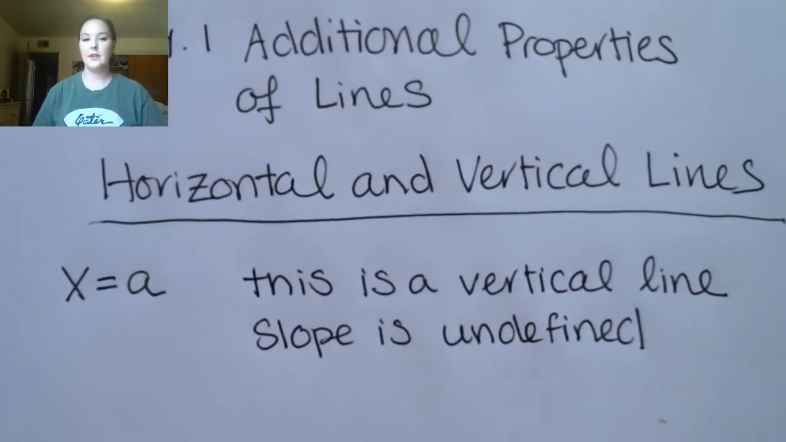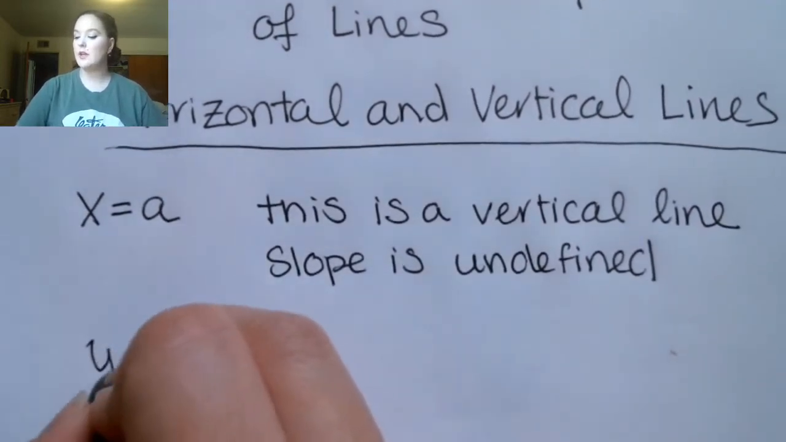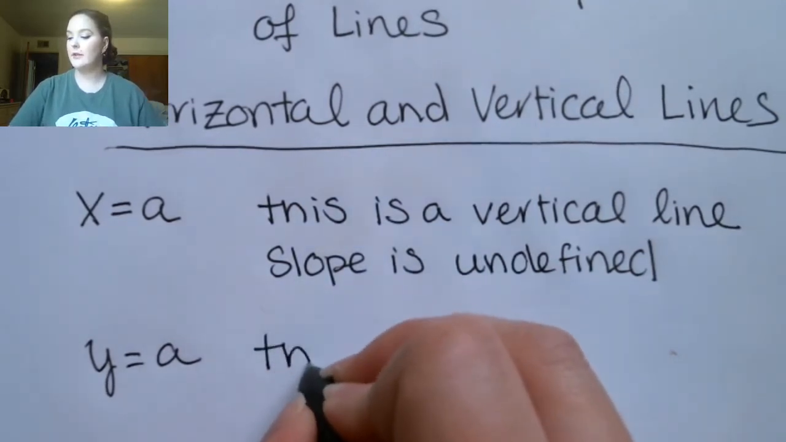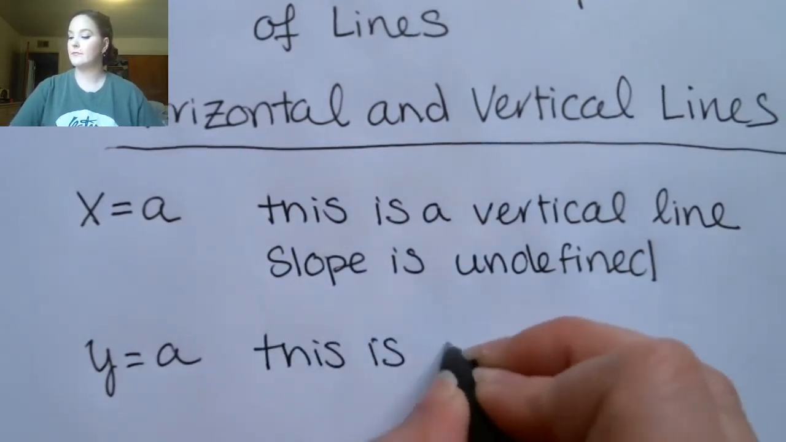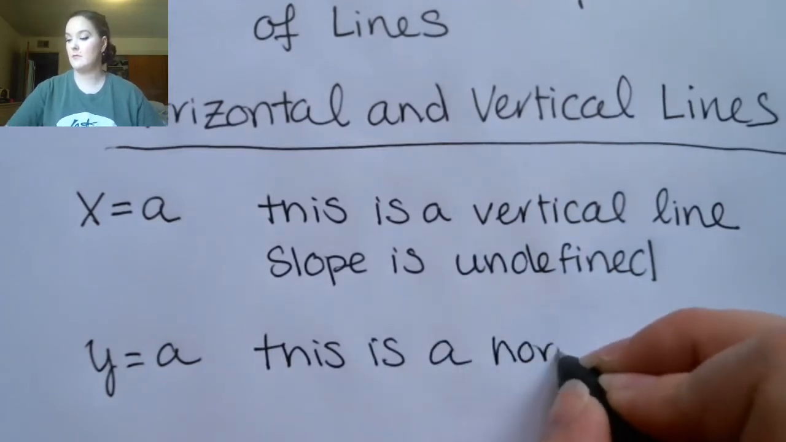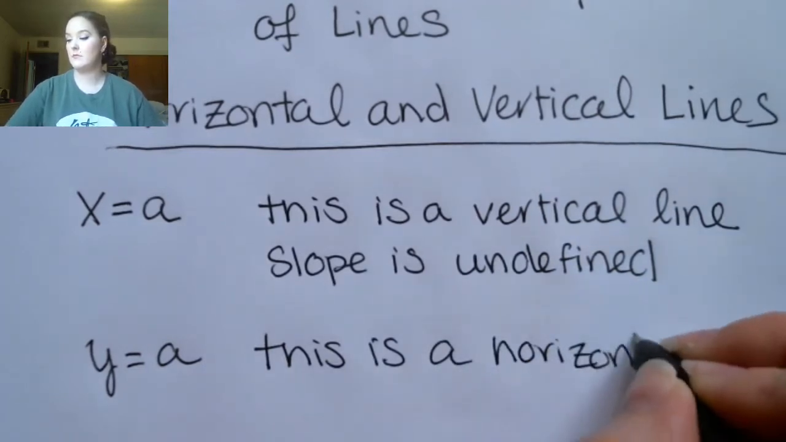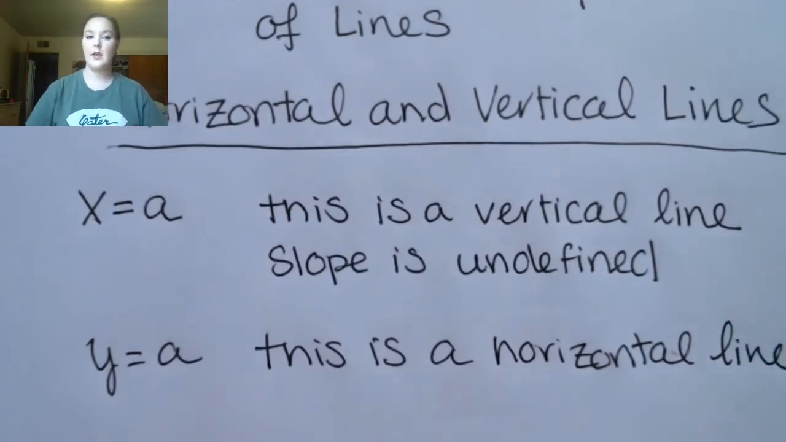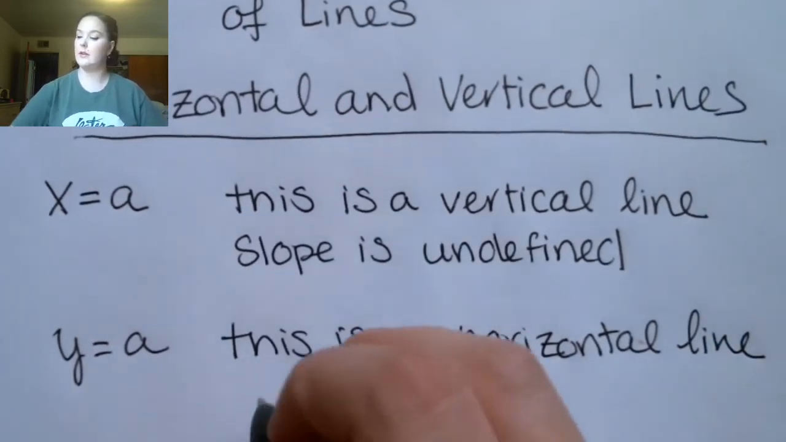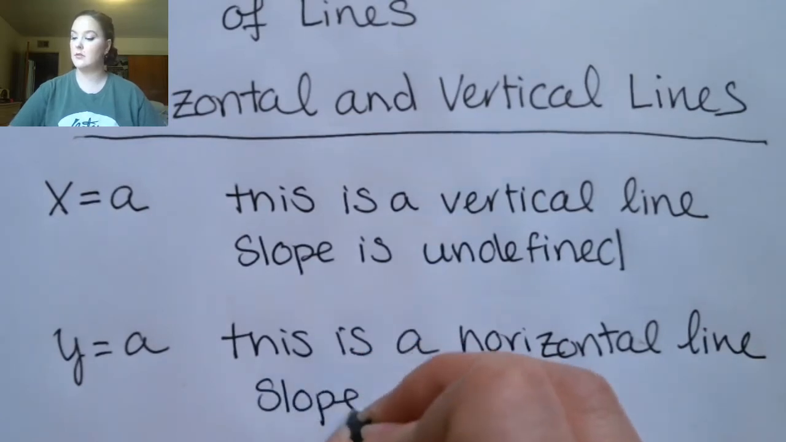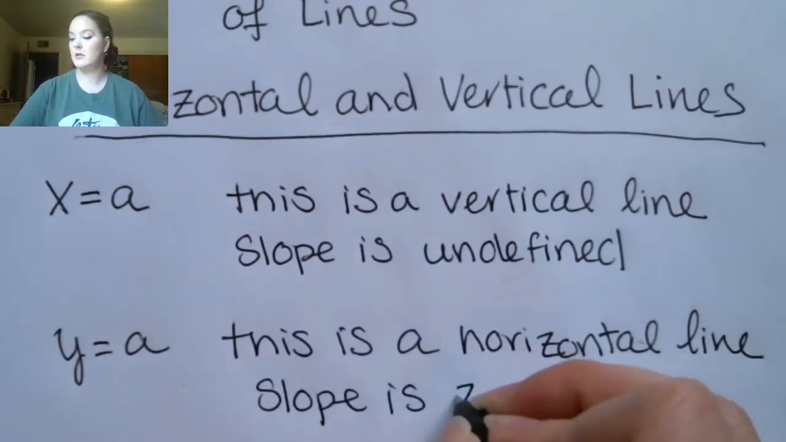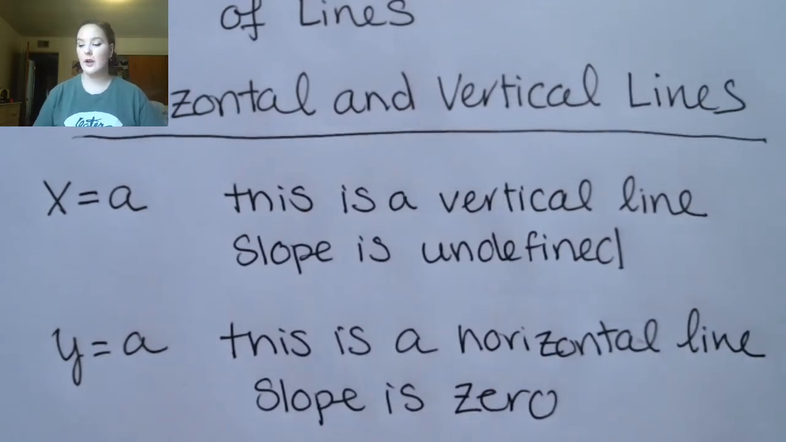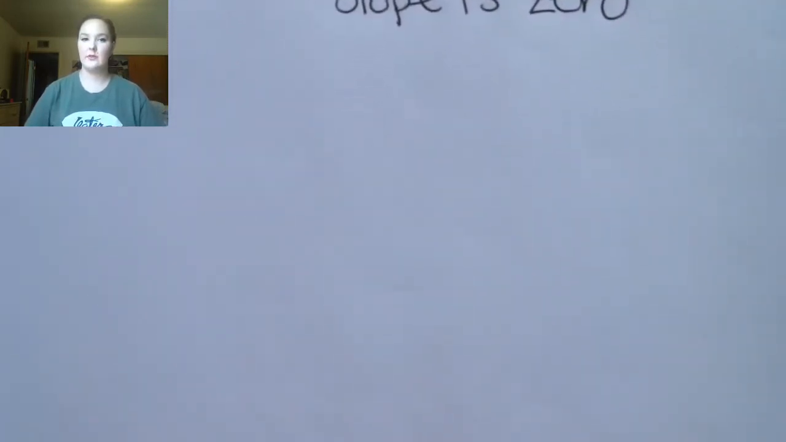If we have something like y equals a, when a is a number, you're going to get a horizontal line. And the slope of a horizontal line is 0. So let's do a couple of examples relating to horizontal and vertical lines.